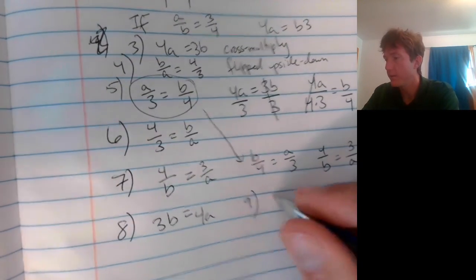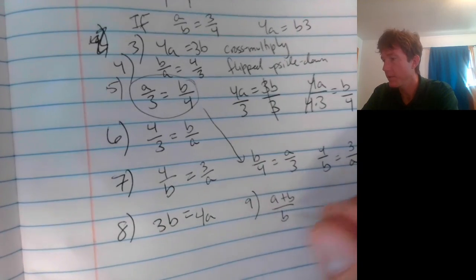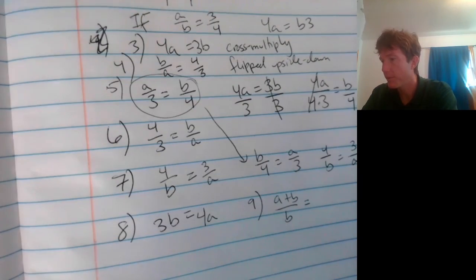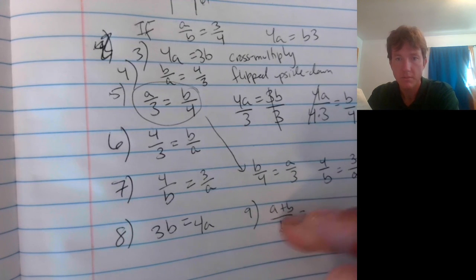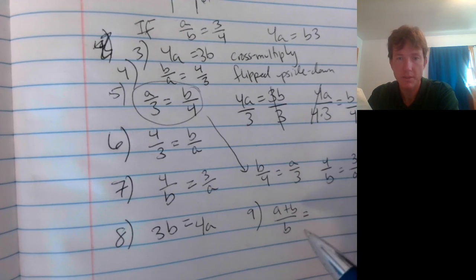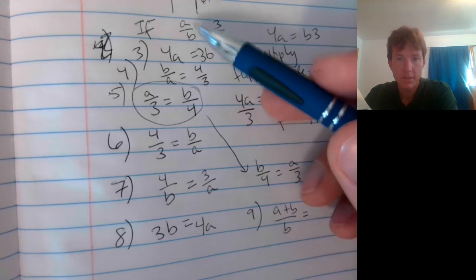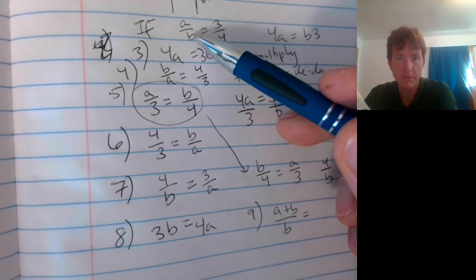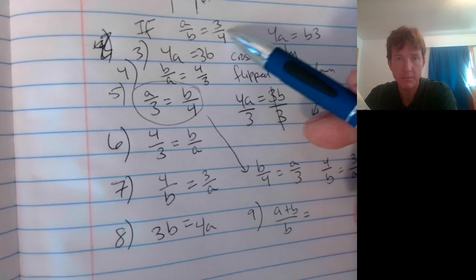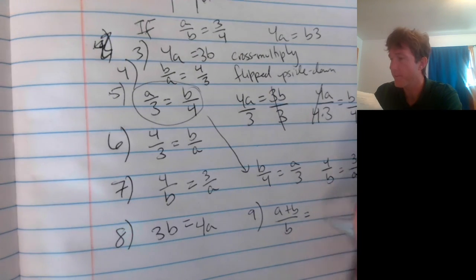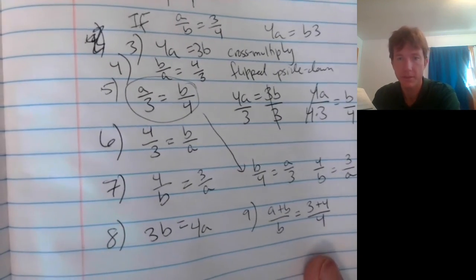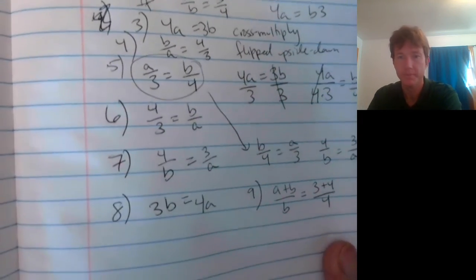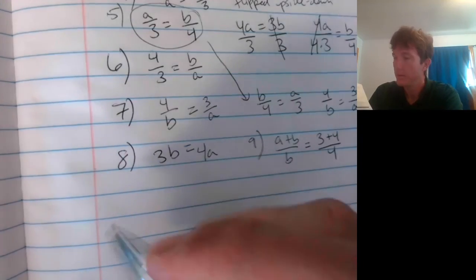Number 9, a plus b over b. So this is the one where they're adding 1 in essence. So b over b is in essence just 1. So a plus b over b is equal to 3 plus 4 over 4. Just like that. Okay, and this is still a true statement.